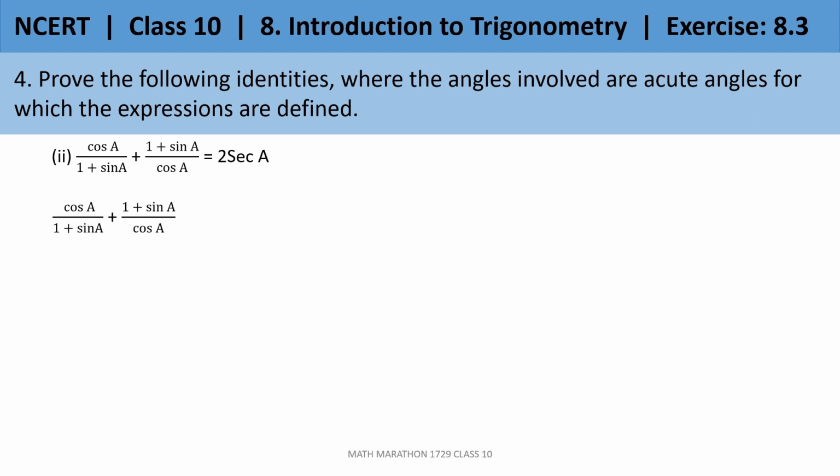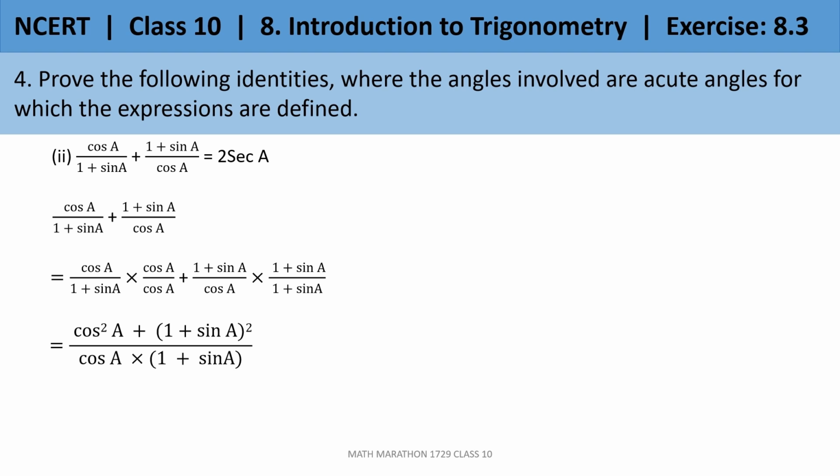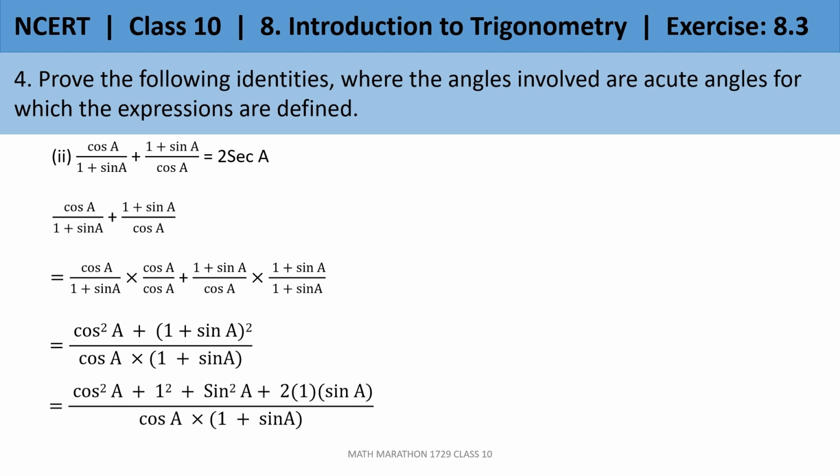Let us start with left-hand side. Cos A by 1 plus sin A plus 1 plus sin A by cos A. We need to have common denominator to do some operation in the numerator. Is equal to cos square A plus (1 plus sin A) square by cos A multiplied by (1 plus sin A). Cos square A plus 1 square plus sin square A plus 2 multiplied by 1 multiplied by sin A, divided by cos A multiplied by (1 plus sin A).